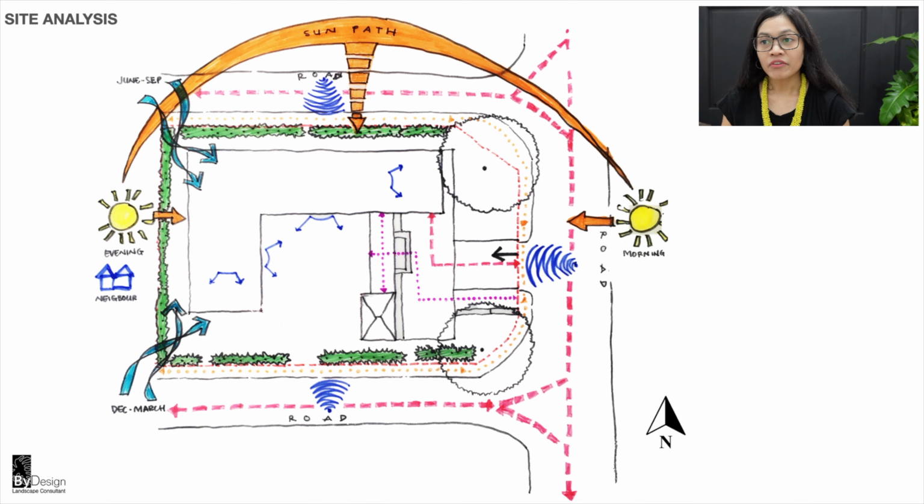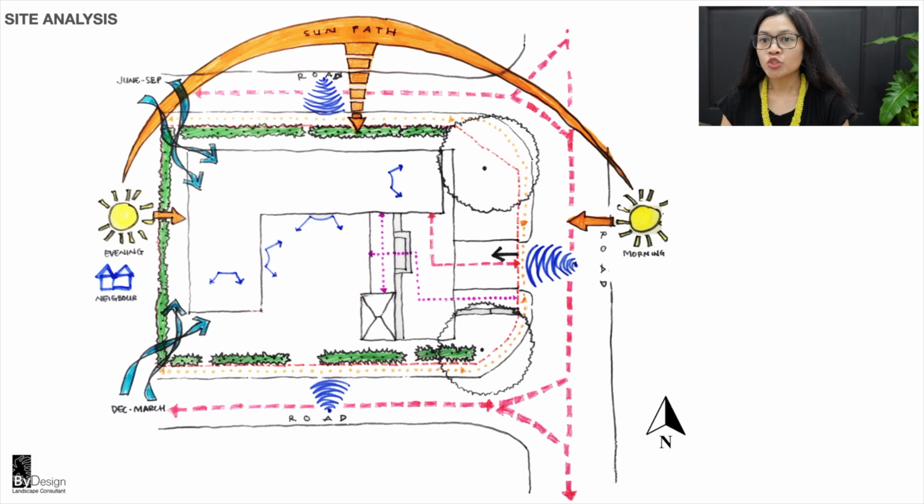The site is surrounded by the roads. Definitely there is noise pollution, and we need to block it by planting tall and thick vegetation to buffer the noise. The west side is bordering the neighbor, so we need something tall to create a privacy effect.